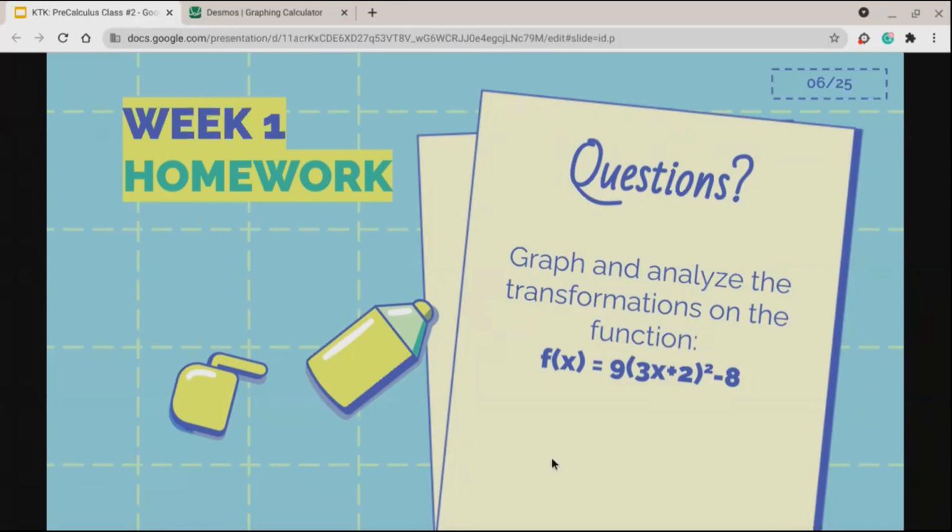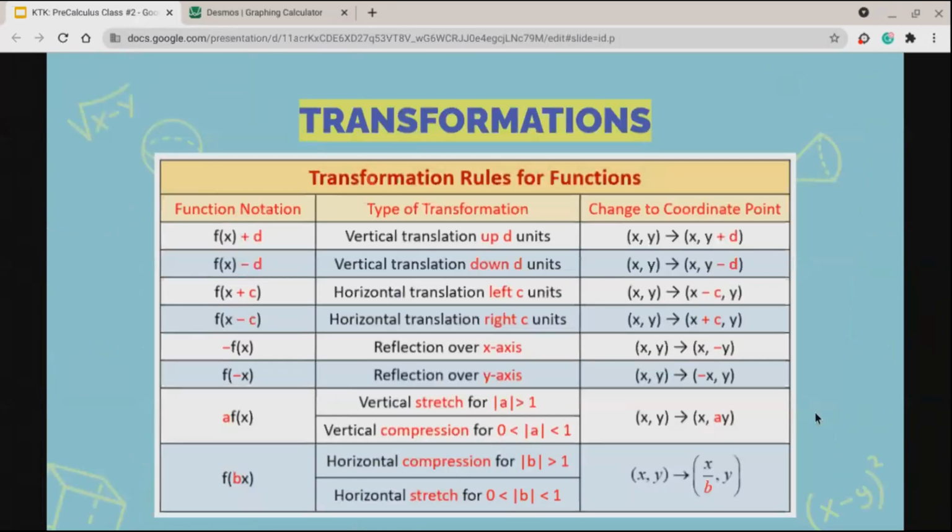This was a problem from last week, and we're going to go over our transformation rules for functions. Remember, a plus outside of the original function f of x would be a vertical translation up, a minus would be a vertical translation down, while a plus inside the function would be a left shift and a minus is right. We have a reflection over the x and y axis depending on outside or inside the function, as well as the location of a constant for a vertical stretch, compression, or a horizontal stretch or compression.